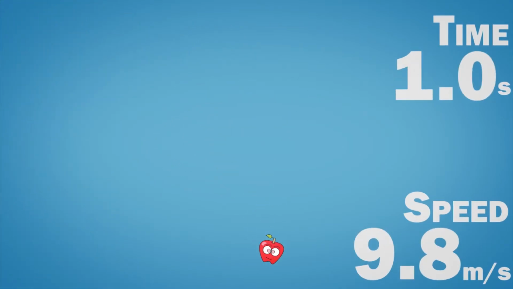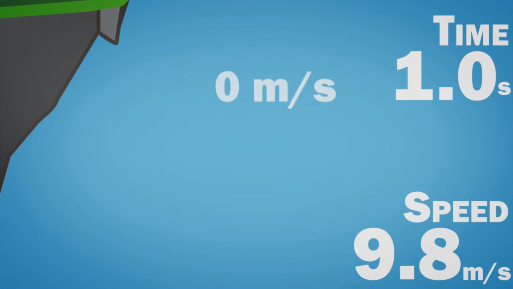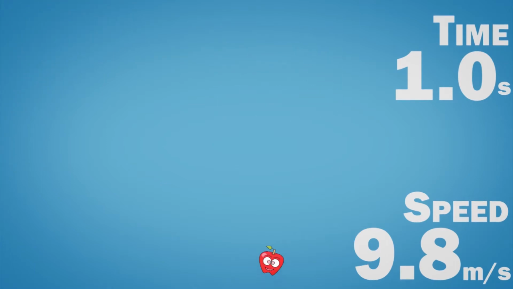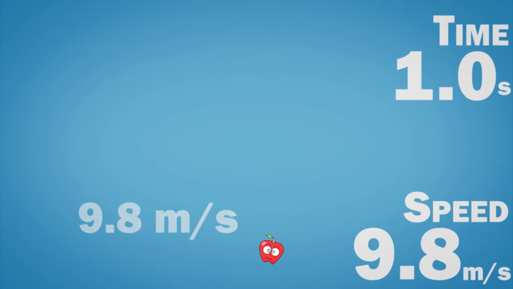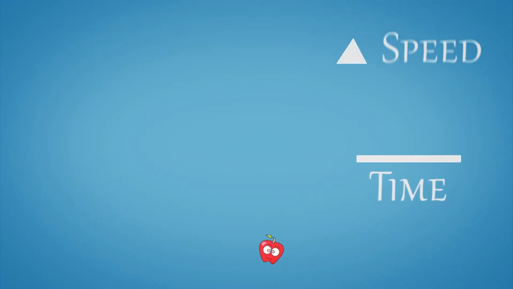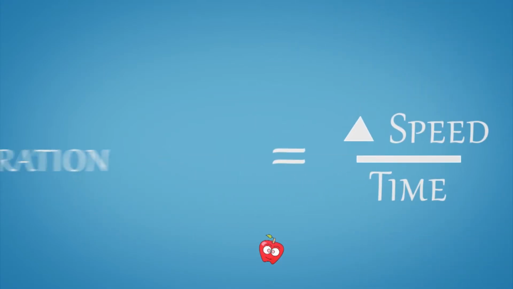Geronimo! Hold up there a moment. Now, when we started off, we were up there, and we had no downward speed. We've now been falling for a second, and have a speed of 9.8 meters per second. Over time, our speed is changing, or, in other words, we're accelerating.